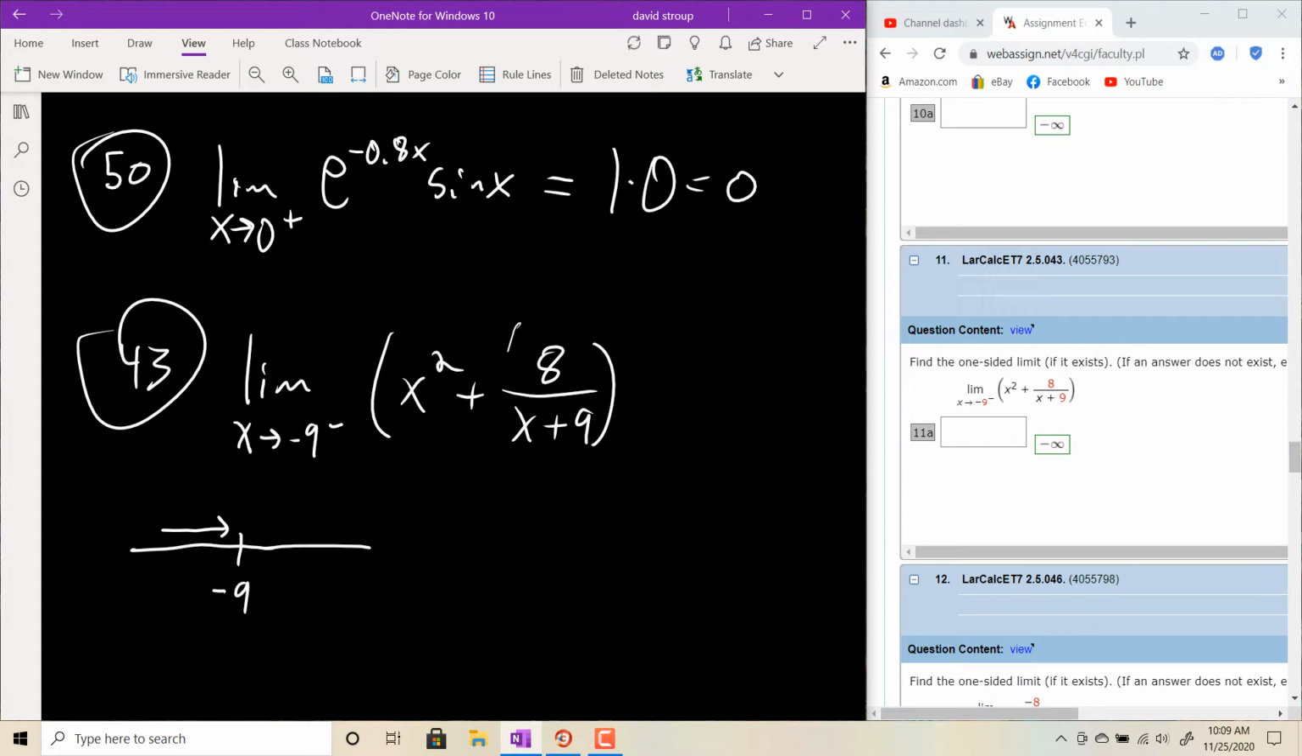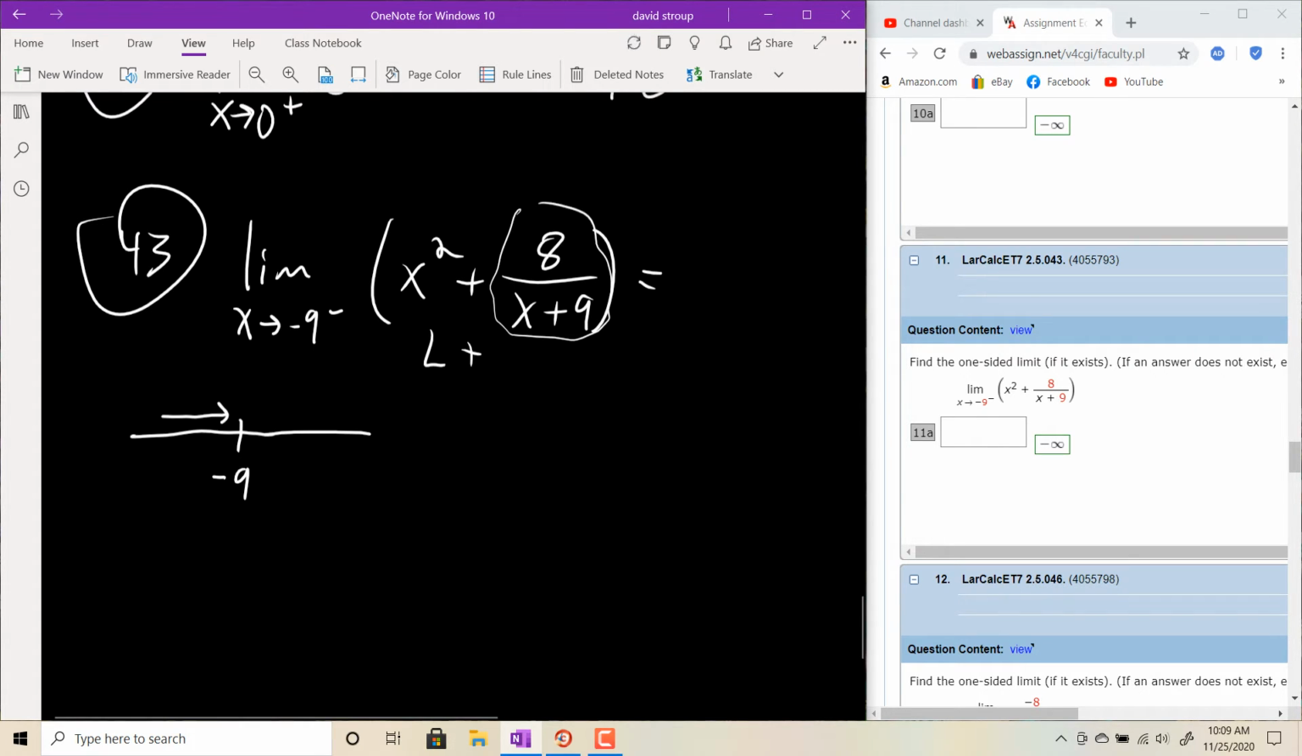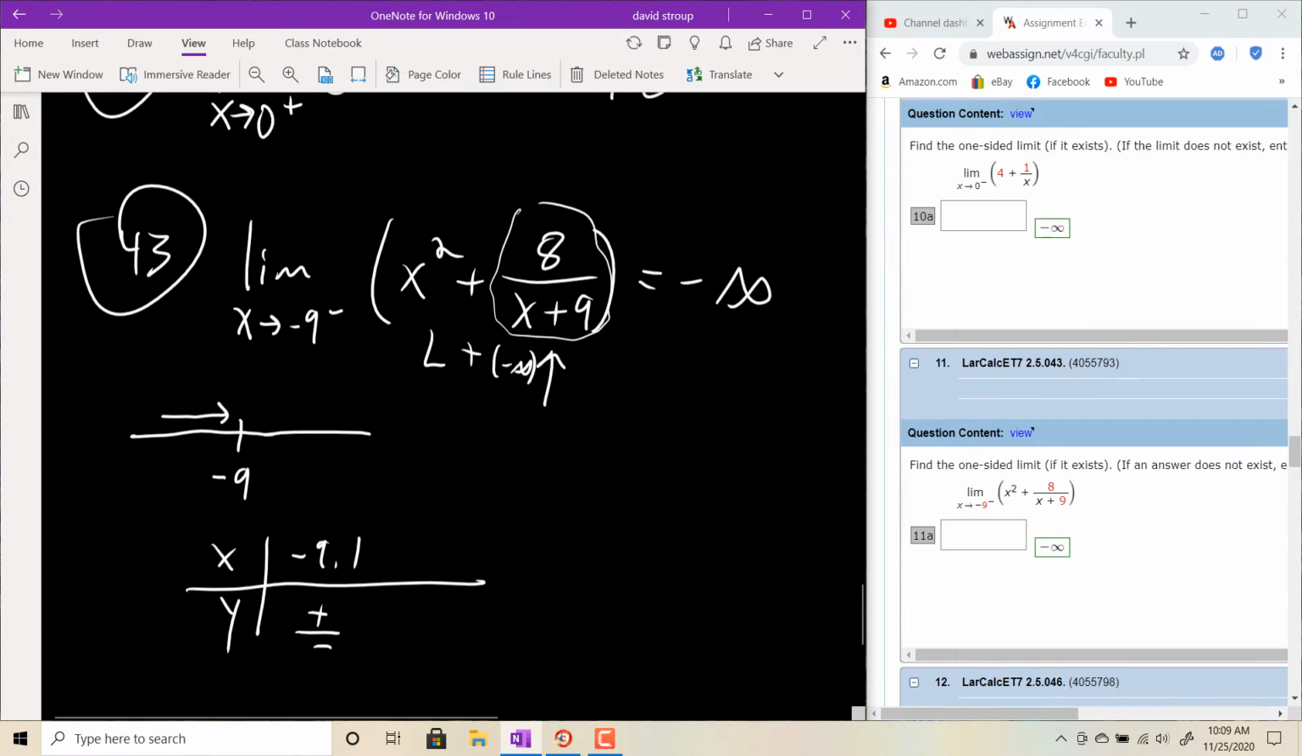In particular, I'm worried about this part, right? Because this is going to be L plus something. And that something is going to determine what happens. So coming into negative 9 from that direction, I'm thinking of things like negative 9.1. And if I plug that into the thing I just circled right there, I'll get a positive over a negative, which is negative. So it's going to be L plus negative infinity, which will be negative infinity. Okay.